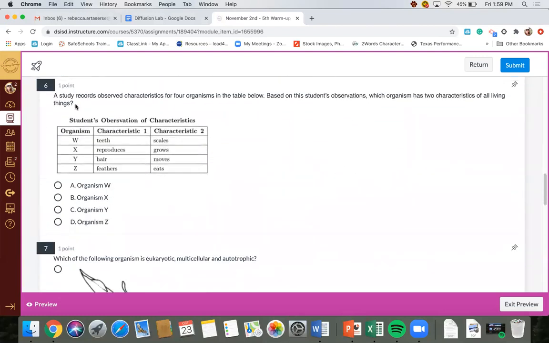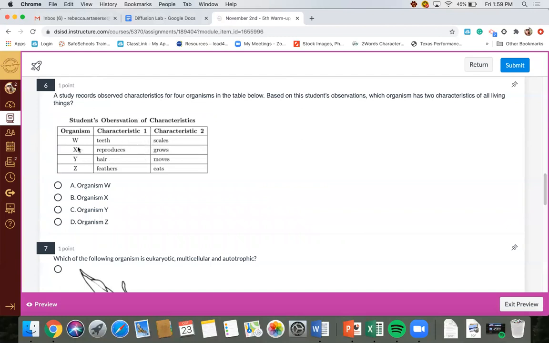6, a student records observed characteristics for 4 organisms in the table below. Based on the student's observation, which organism has 2 characteristics of all living things? So I'm thinking back to the beginning of the school year when we talked about the 7 characteristics of living things. And so if I'm going through each organism, organism W has teeth and scales. That has nothing to do with our characteristics of living things.